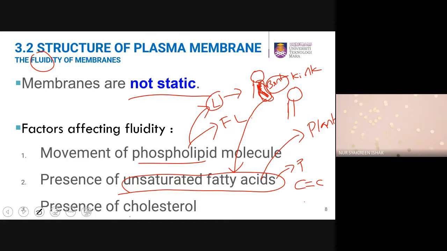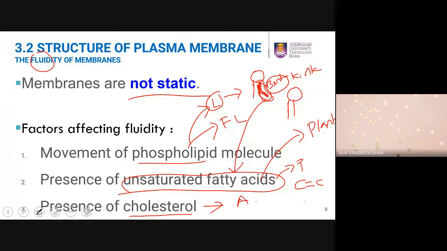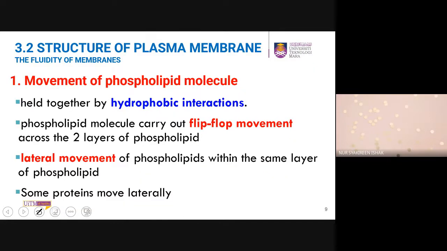So the presence of cholesterol applies for animal cell only. So kena tahu, the presence of unsaturated fatty acid is for plant cell, to cause the membrane of the plant cell to be in the fluid state. It prevents the membrane of the plant cell from being static, from being frozen solid. And as for animal cell, the fluidity of the membrane is maintained through the presence of cholesterol.